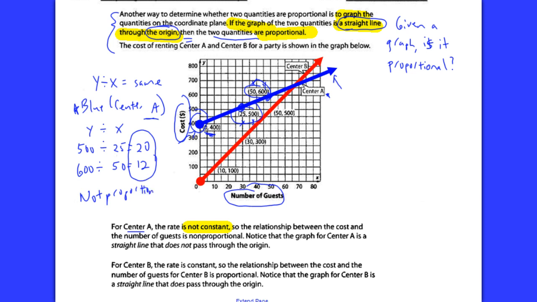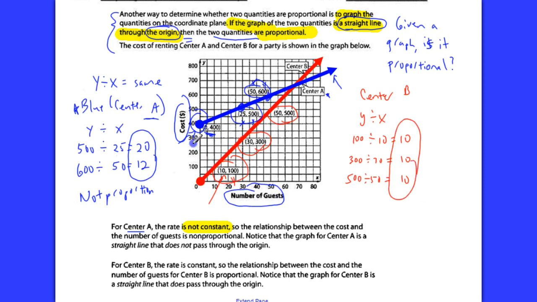Well, if we did the same thing with the red line, or center B, I'll do that over here. Take y divided by x. All right, let's pick some points. We've got 10, 100. 100 is the y, and 100 divided by 10 is 10. Let's pick the next point, 30, 300. Y is 300 divided by 30. Hey, that's 10 also. Let's try 50, 500. Guess what? That's 10. And it's true of every point on that line.